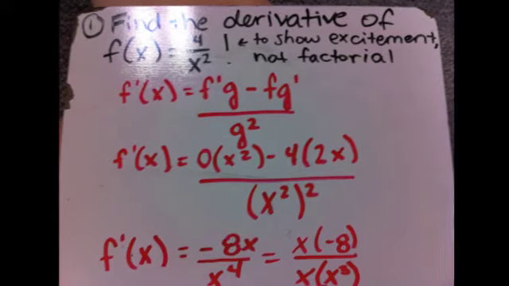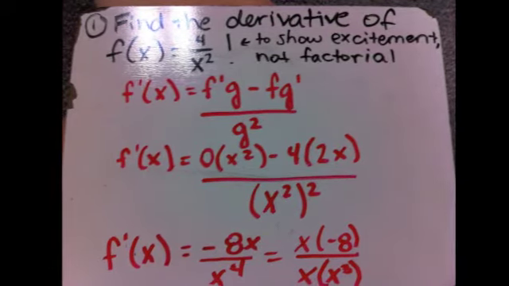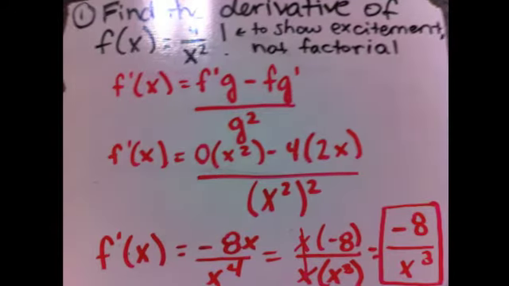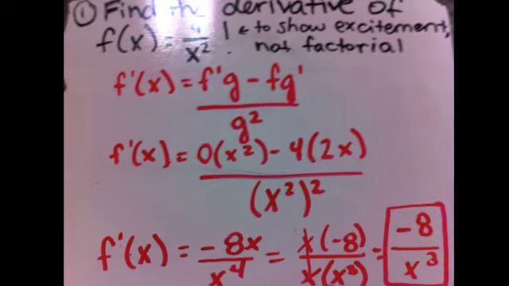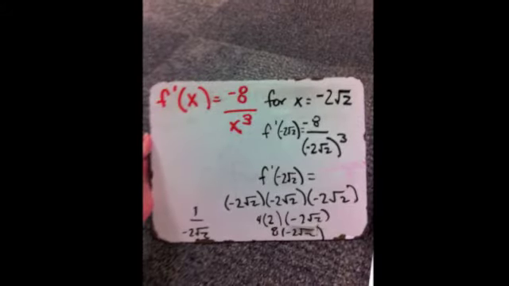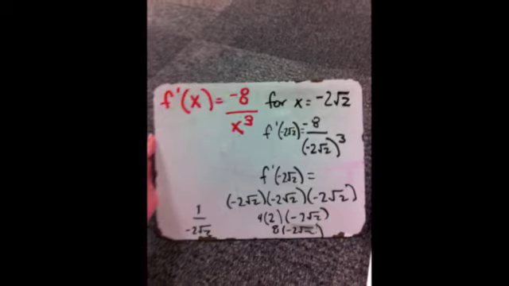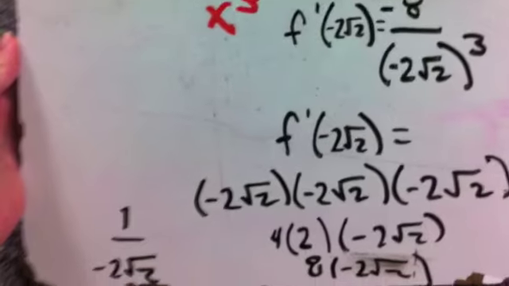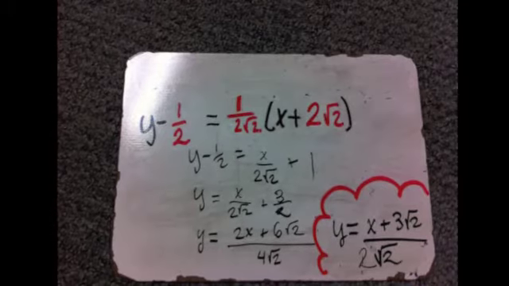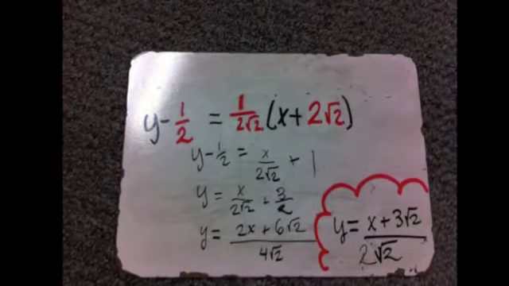And here we go. There's our answer. That's the slope of the equation. Negative 8 over x cubed is the slope of our derivative. Now we're going to plug in our x value to find the slope of the tangent at that point. And there it is. And now we plug that number into the point slope form to get our answer.